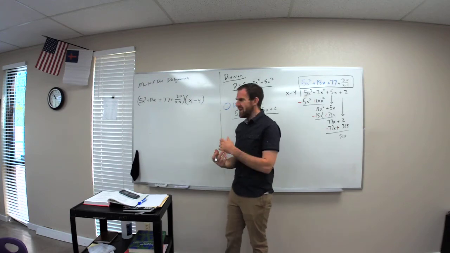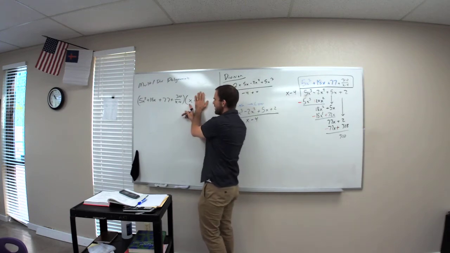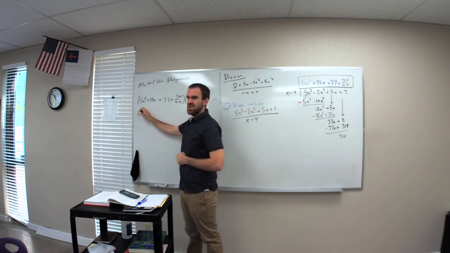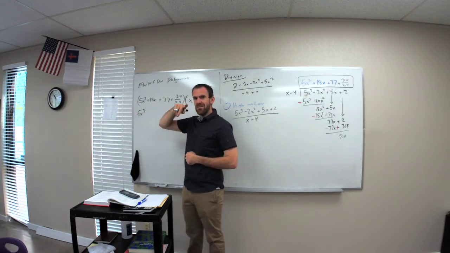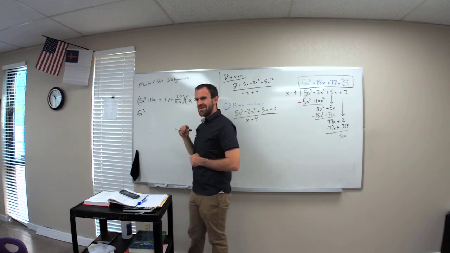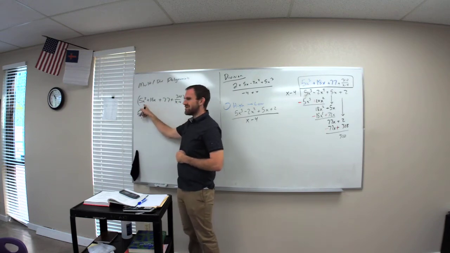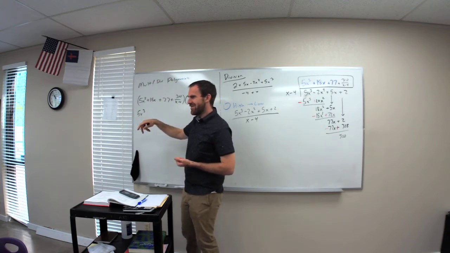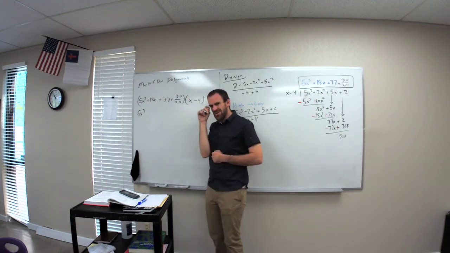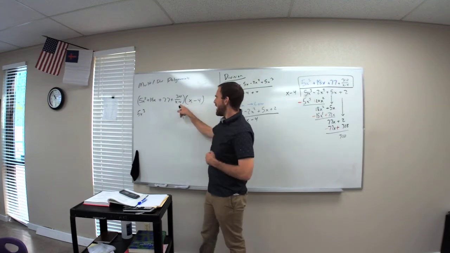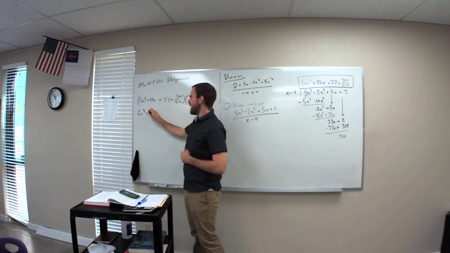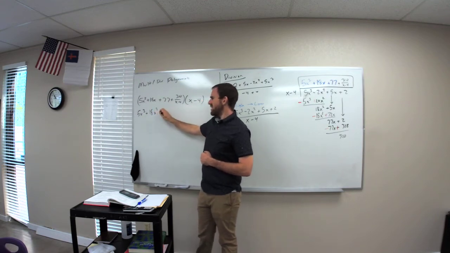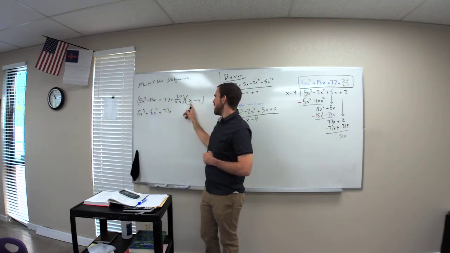In the same way, we're going to distribute the x first. So, x times 5x squared is 5x cubed. X times 5x squared is? 5x cubed. X times 18x is 18x squared. X times 77 is? 77x.